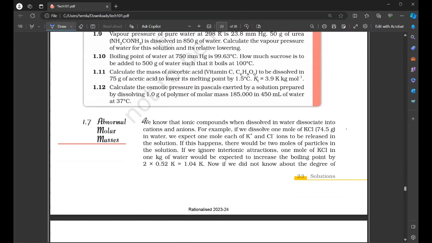Now, abnormal molar mass. We know that ionic compounds, when dissolved in water, dissociate into cations and anions. For example, if we dissolve 1 mole KCl in water, we expect 1 mole of K+ and Cl- ions to be released in the solution. If this happens, there would be 2 moles of particles in the solution. If we ignore interionic attractions, 1 mole of KCl in 1 kg of water would be expected to increase the boiling point by 2 × 0.52 K, which is equal to 1.04 K.